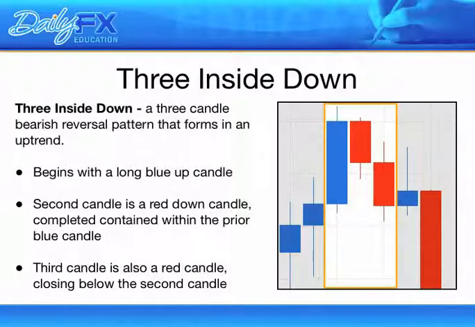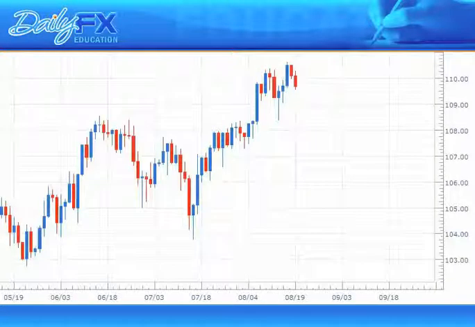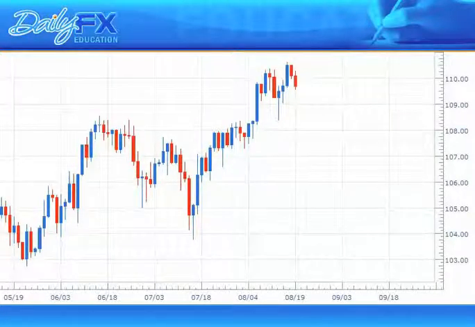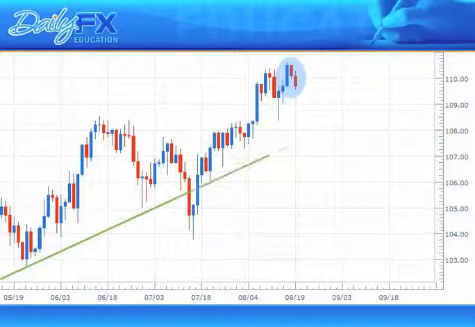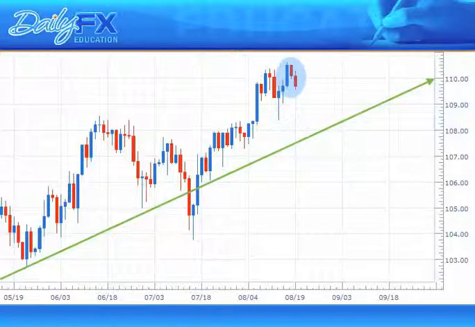Let's now take a look at a trading example. This is a daily chart of the dollar-yen. You can see here that a 3 inside down pattern has formed, but something doesn't look right here. This candle formation is bearish, but price action right now looks fairly bullish based on this trend line. In an upward trending market, we should really only be looking for buying opportunities. So should we act on the bearish 3 inside down pattern?